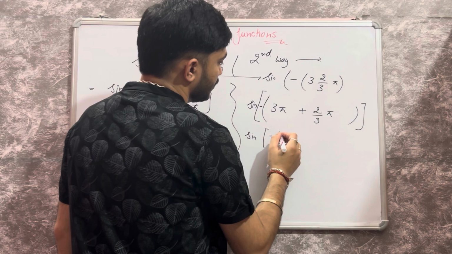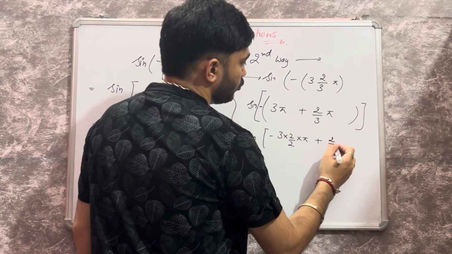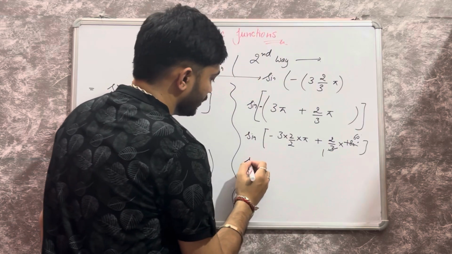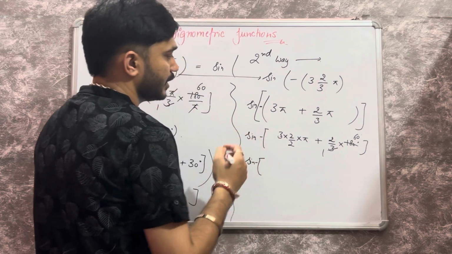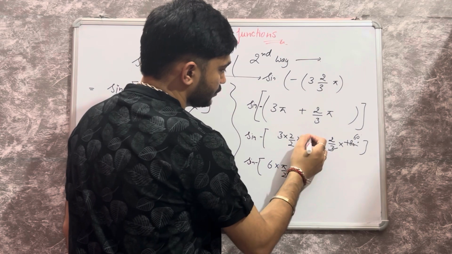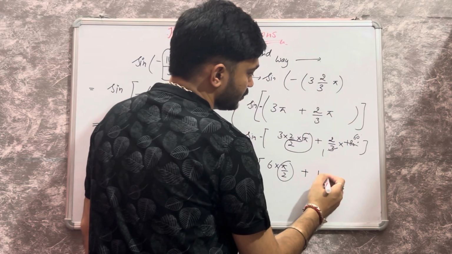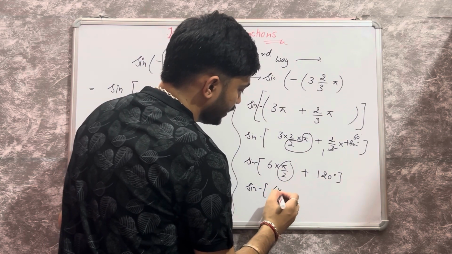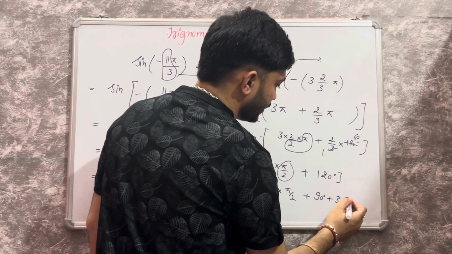Sine, 3 into 2 divided by 2 into pi plus 2 by 3 into 180. 3 ones are 360. Multiply this number, so it will become minus, keep the minus outside the bracket. Minus 6 into pi by 2, because we have to write this pi by 2 as one thing, plus 2 into 60 is 120. Sine, minus outside, 6 into pi by 2 plus 120 is represented as 90 plus 30.